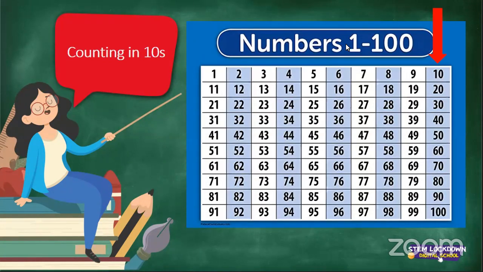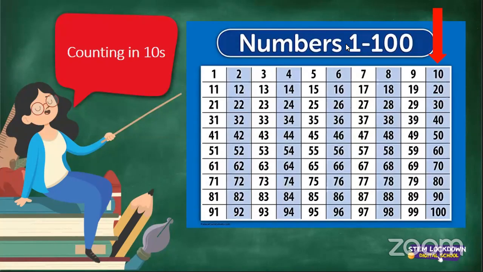Mercy, go for it. Yes. 10, 20, 30, 40, 50. Well done. Very good. Good job. All right, so there we've got a grade 1 learner who counted in tens from 10 all the way to 50. Now let us all do that again as a class.